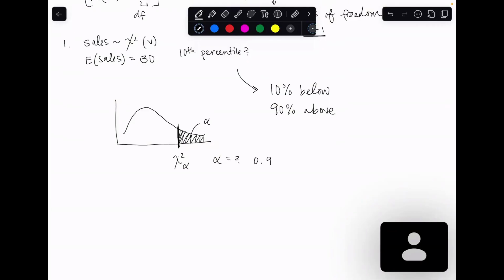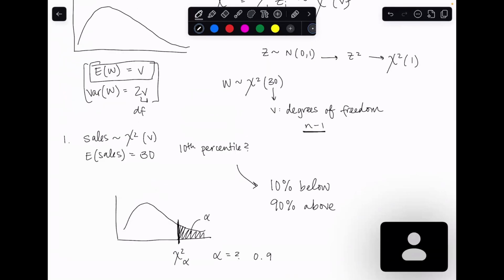I'm told that the expected value of my sales, the average sales, is 30 a week. So what would my degrees of freedom be? 29? Because the expected value of the variable sales, if it follows a chi-squared, is just equal to the degrees of freedom, or V. So it would be 30, not 29. Sorry, did you catch that? 29 would be if I was given the number of observations. This is giving me the expected value of sales a week, which is directly the degrees of freedom. If you remember, the expected value of W, if W follows a chi-square, is V, and n minus 1 can also equal V. But it depends on the information we're given, so make sure you don't make that mistake.